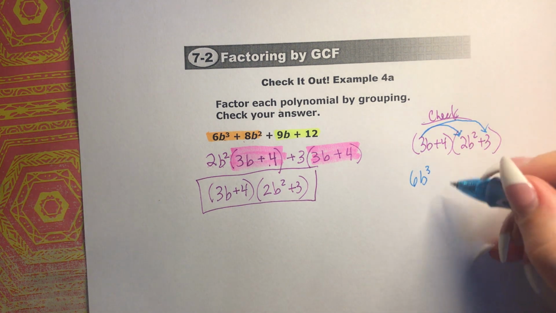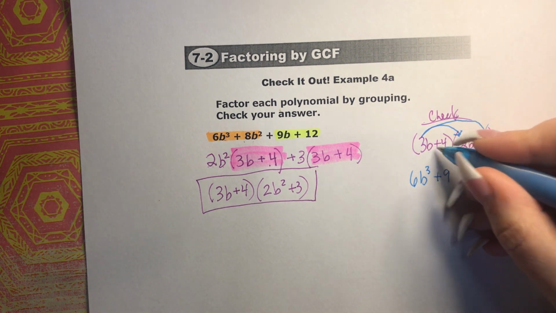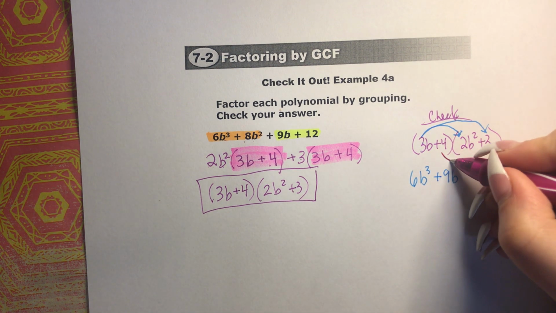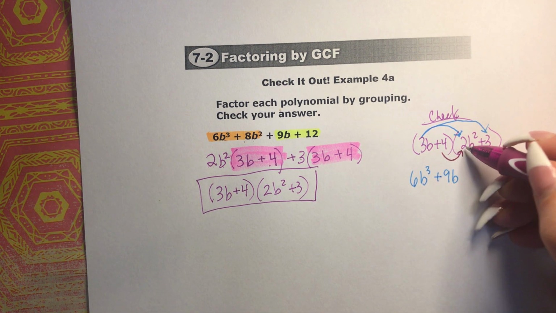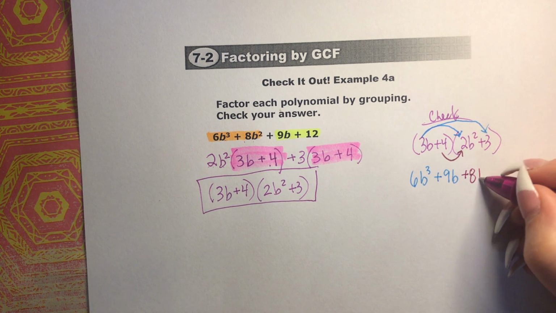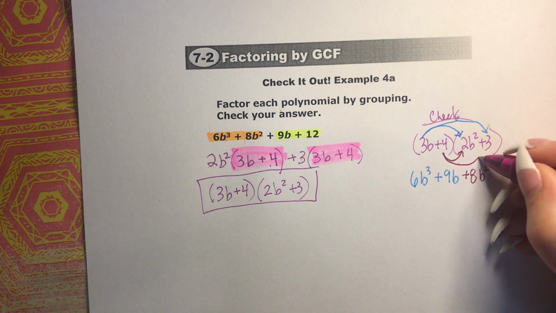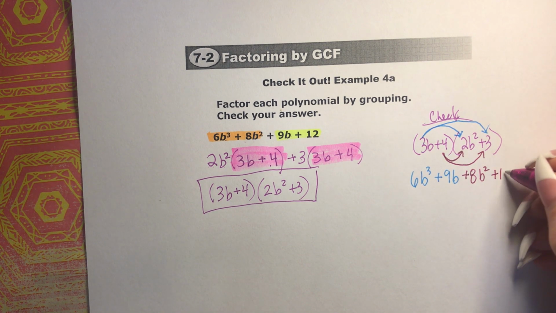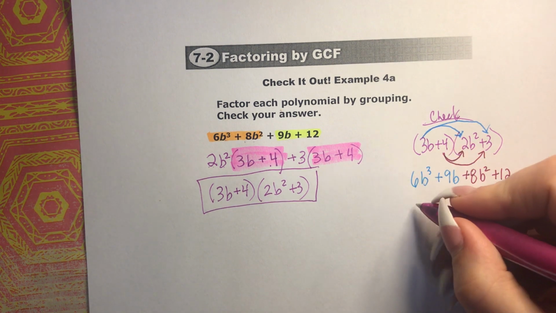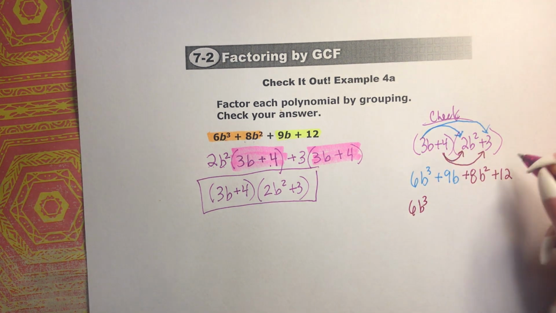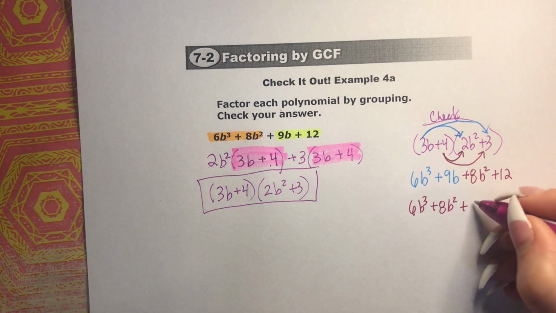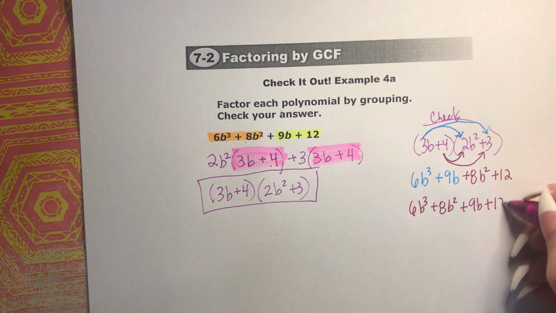3 times 3 is a positive 9b. And then we're going for the inside here. 4 times 2 is a positive 8b squared. And then 4 times 3 is just 12. Okay, then we're just going to write it in standard form. So it's going to be 6b cubed, and then plus 8b squared, plus 9b plus 12.